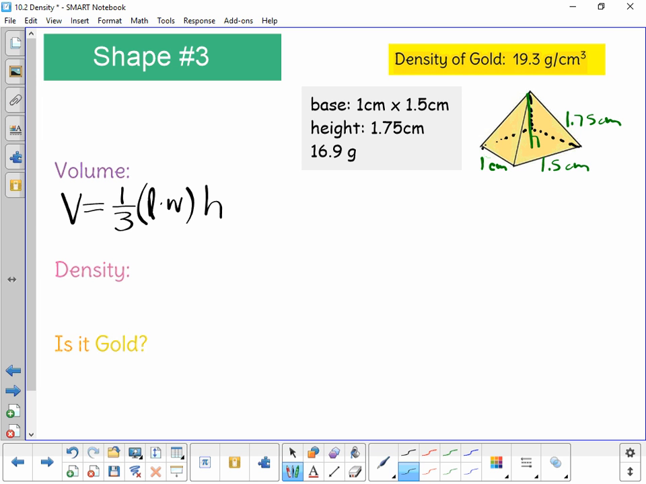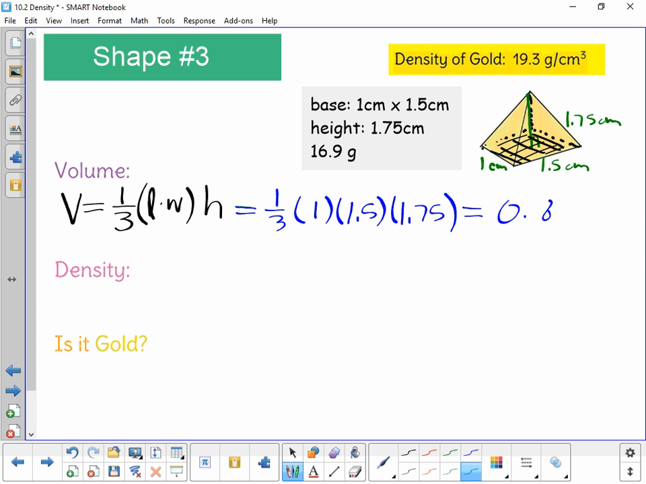So the LW here is the rectangle at the bottom, and then the height is the 1.75. And 1/3 is for all pyramids and cones. So that would be 1/3 of 1 times 1.5 times 1.75. Which gives us a volume of 0.875 centimeters cubed.